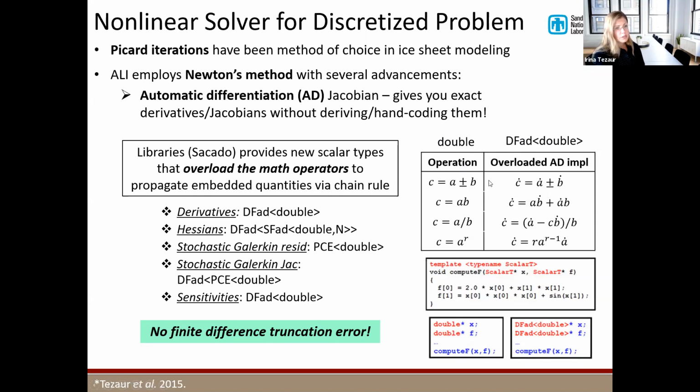And so you can use these libraries to get derivatives, Hessian sensitivities. You can even do some UQ stuff with stochastic Galerkin if that's something you want to do. And it doesn't give you any finite difference truncation error. So you get exact Jacobians. And this is really, really powerful if you have a multi-physics code and also if you want to do advanced analyses like optimization, for instance.